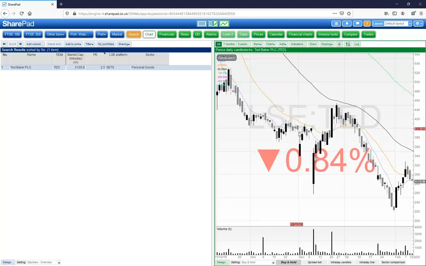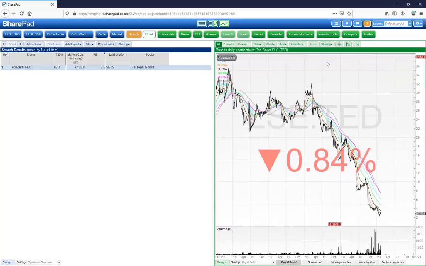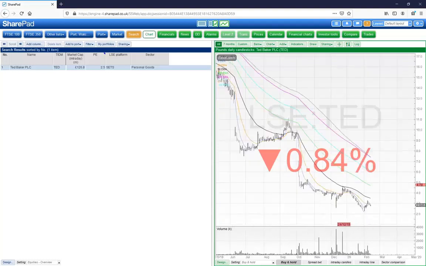If we look at Ted Baker, probably everyone was already expecting this profit warning because it's been falling. Everyone knows the retail woes on the high street. So I would not really have wanted to short that. The time to short would have been much higher.